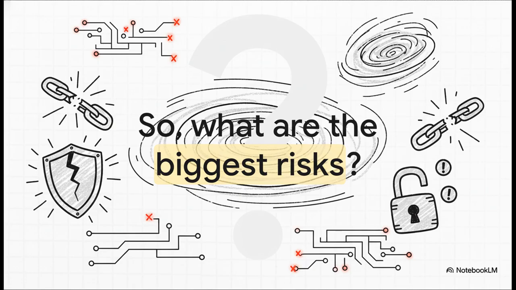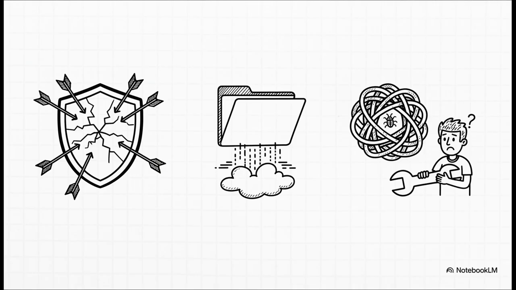So this really brings us to the elephant in the room. What are the biggest risks here? When you're building software this fast, what kind of security nightmares are you potentially creating? Well, there are some major security concerns we need to talk about. First up, vulnerabilities. When you're moving at lightning speed, it's just way easier for security issues to slip right through and into your production app.